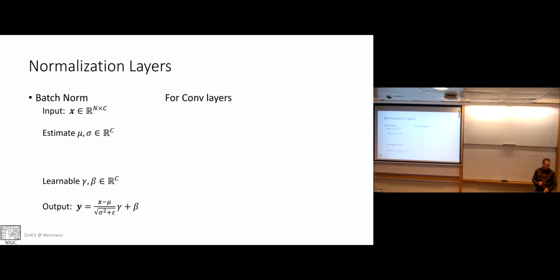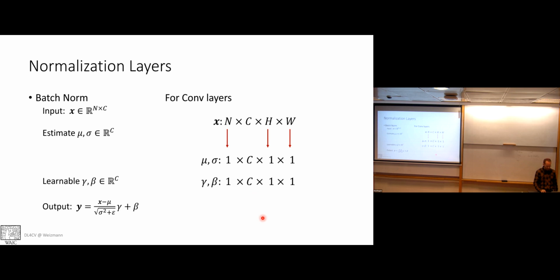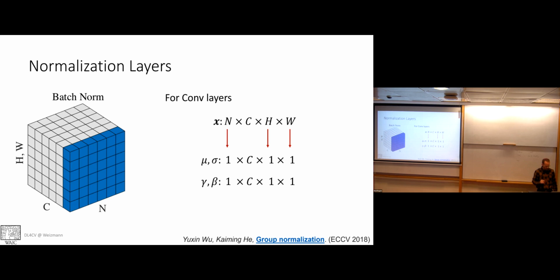And for convolutional neural networks, this looks like this. So the input is batch size, channels, and the spatial dimensions. And we estimate mean and variance for each and every one of the channels. So we have a channel mean for this layer. And again, we learn these bias and scale for each channel. For some people, this visualization helps. So we have the batch dimension, the channel dimension, and the spatial dimension, and we actually normalize across all these together.